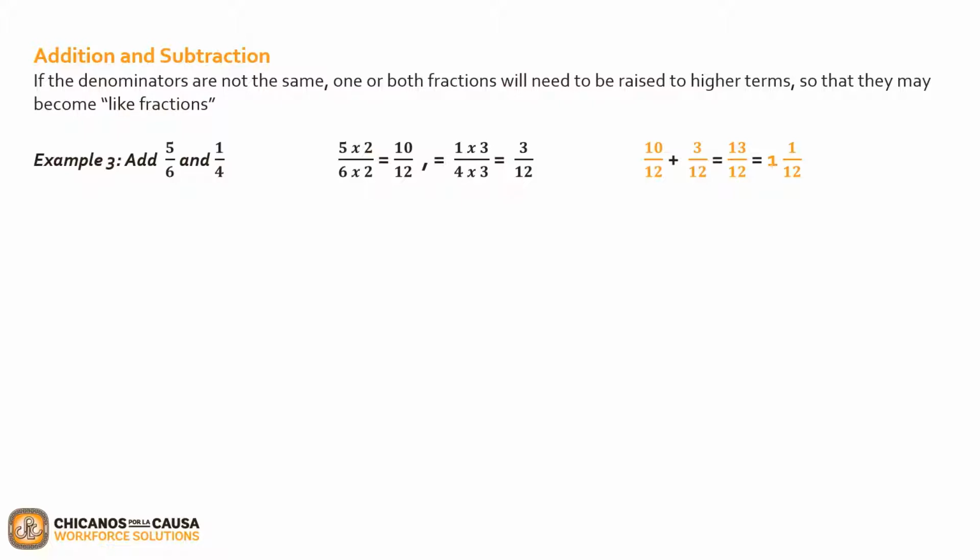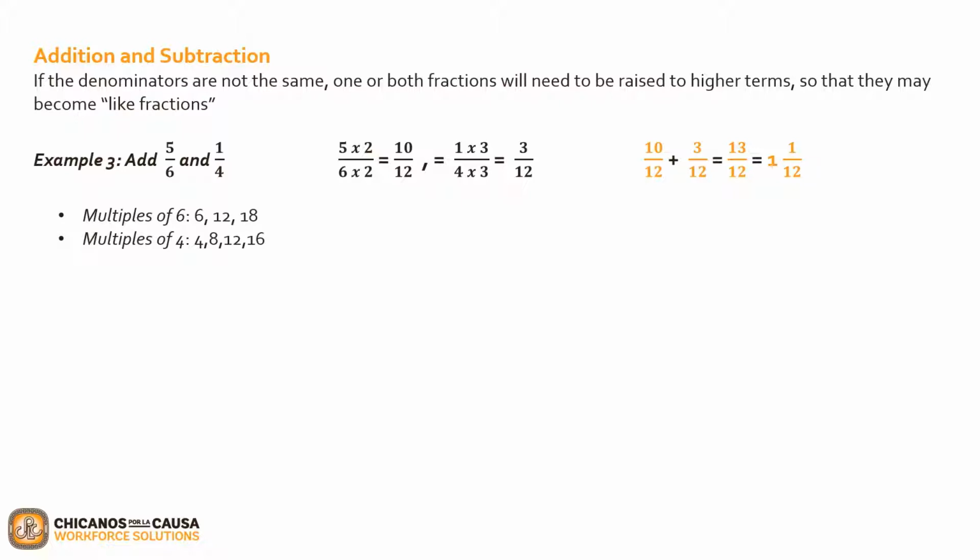So our example is add 5 over 6 and 1 over 4. Now obviously we can see that they do not have the same denominator, so we're going to have to raise both fractions so that they can share a common denominator, and therefore we can just add their numerators across the board. So what is this going to have to entail? Well, we are going to have to find a multiple that they both share. Now, a multiple is a number that can be multiplied, or a result of a multiplication.